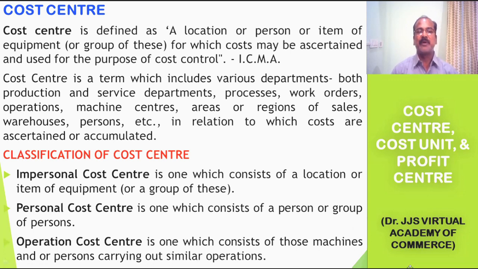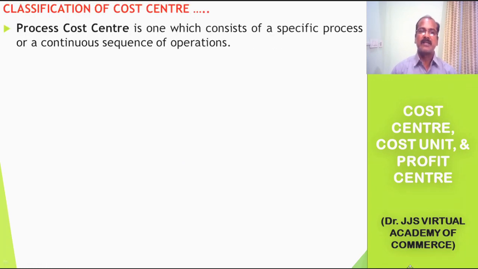The third type of cost center is operation cost center. It is the one which consists of those machines and or persons carrying out similar operations in a production process. The next type of cost center is process cost center. It is the one that consists of a specific process or a continuous sequence of operations that are carried out in a business enterprise. So it could be related with a specific process.